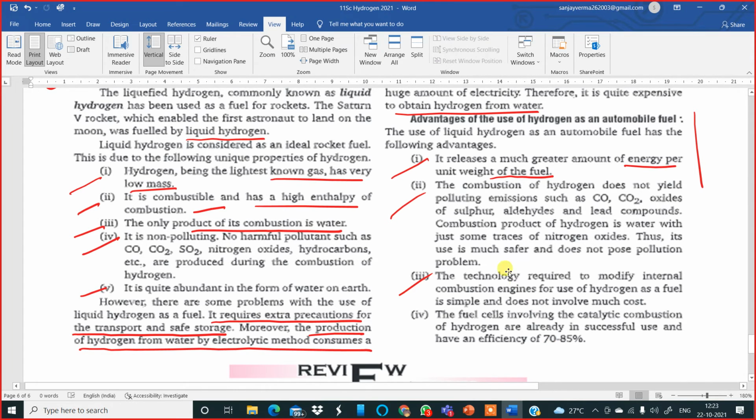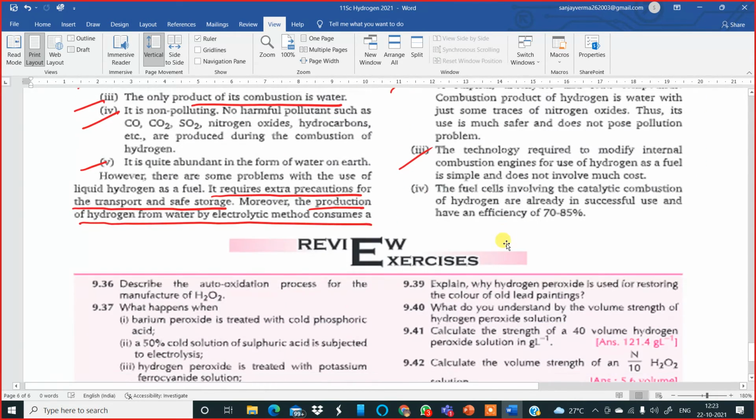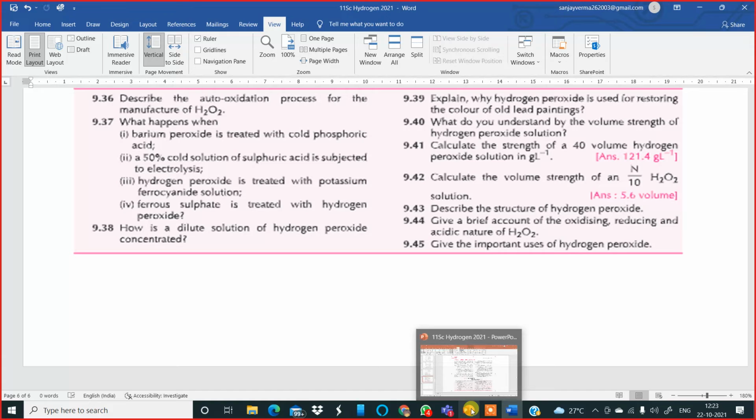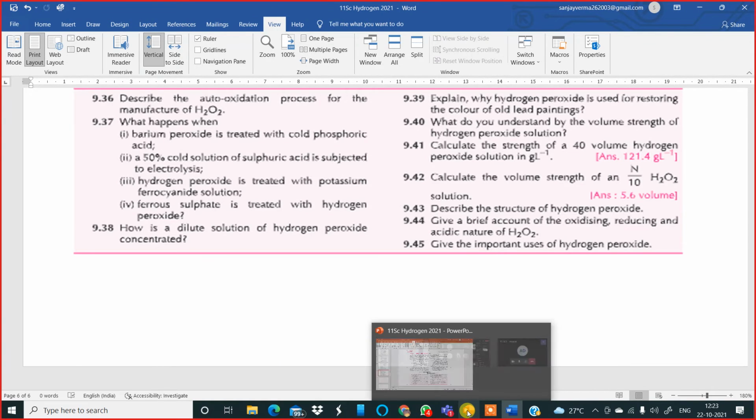So with this we complete whatever is required from this chapter, and this chapter is now complete. Now if you look at your textbooks, at the end of this chapter you will find there are some very short answer questions. Try to go through the answers carefully.